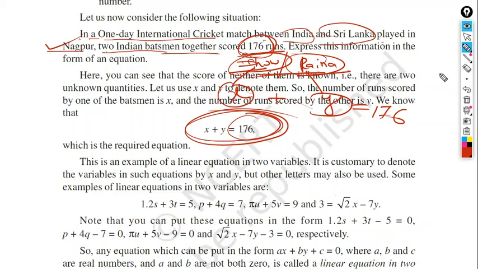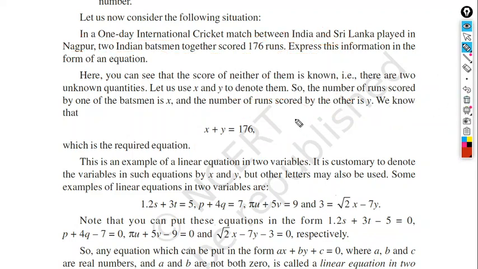So this became an equation which has two variables. These two variables, and this equation is called a linear equation. Why a linear equation? Because these two variables have the highest power of 1. Therefore it is called a linear equation, and it has two variables x and y. So it is a linear equation in two variables.